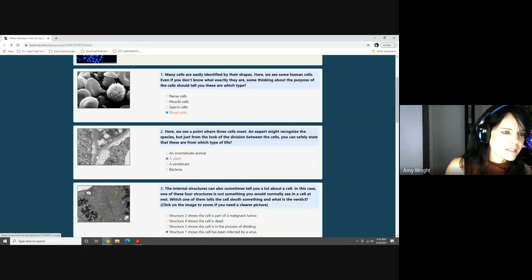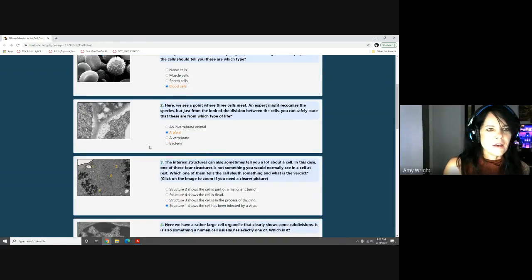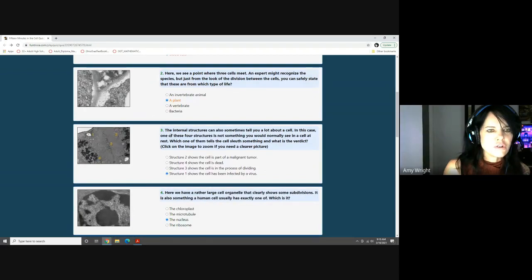And then plant cells always have this kind of division between them, as we saw in that picture before. Let's see. The internal structures can also sometimes tell you a lot about a cell. In this case, one of these 4 structures is not something you would normally see in a cell at rest. Which one of them tells the cell sleuth something, and what is the verdict?